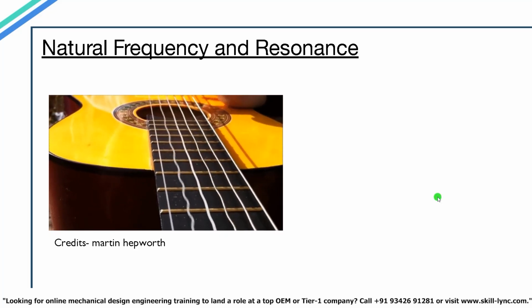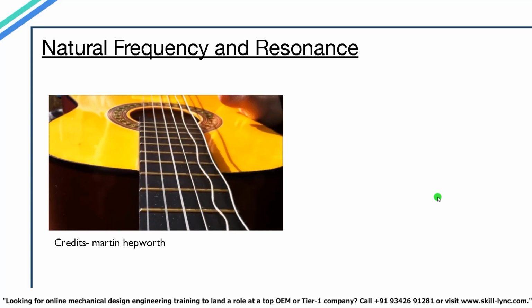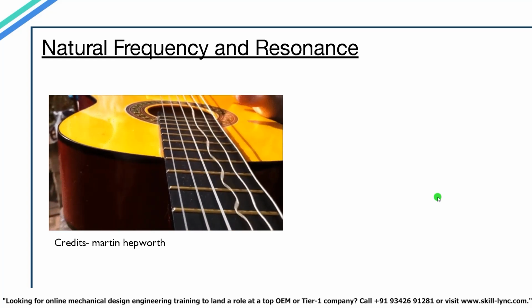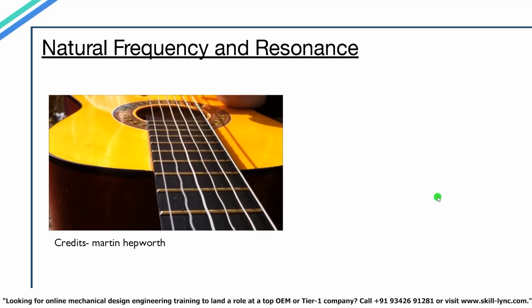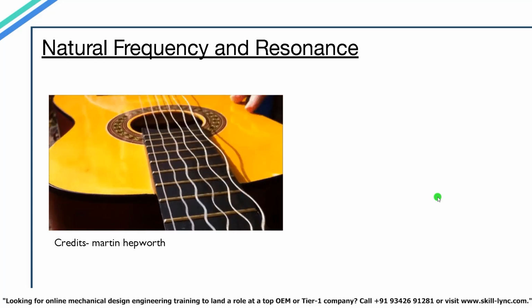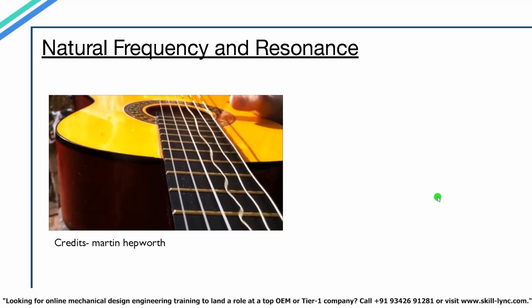For a better understanding, let's take a guitar. When the different strings of the guitar are plucked, different sounds are produced. The type of sound also varies when the location at which the guitar is plucked varies. Similarly, all physical objects have multiple natural frequencies and can resonate under the right conditions.